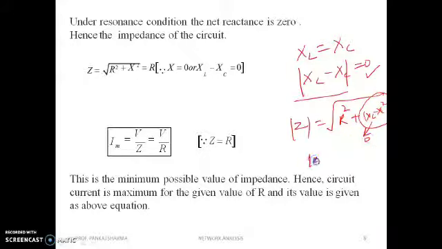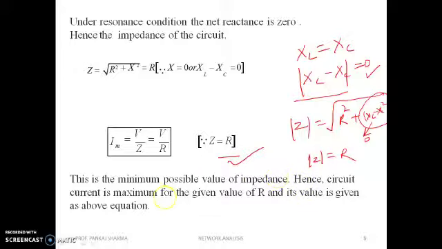So Z is equal to R. This is the minimum possible value of impedance. The impedance has become minimum in this condition.